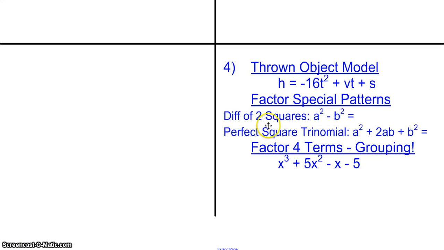Don't forget to review the thrown object model, factoring special patterns, right? A square, difference of two perfect squares is the sum and difference, and this would be the square of a binomial, and factoring for group terms.